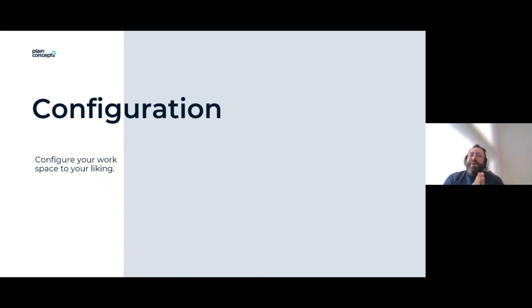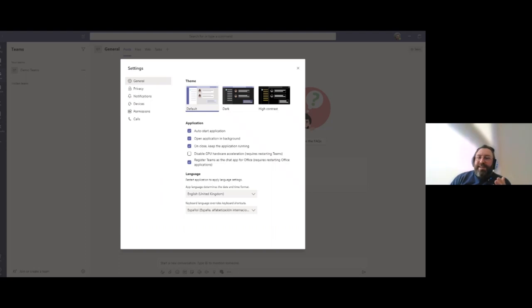Okay. Configuration for Teams. And this is important. And this is level one of configuration. And this is, let's say, the appearance of Teams. You have three themes to select from. The default one is the light theme. The dark one is the one I use. It's better for my eyes.